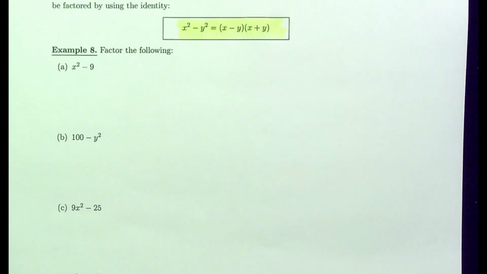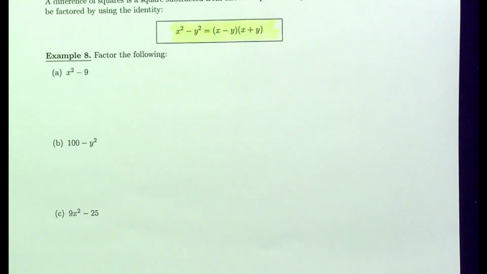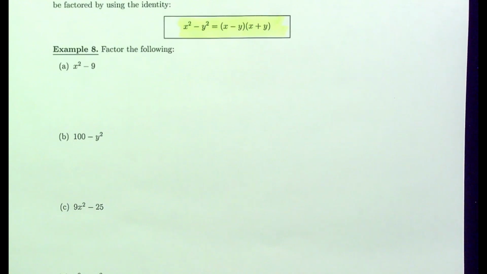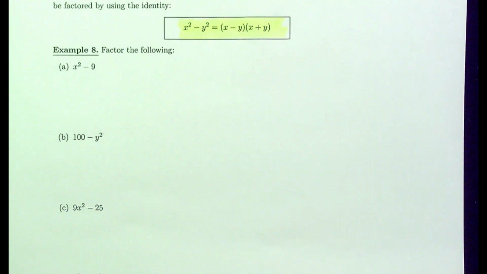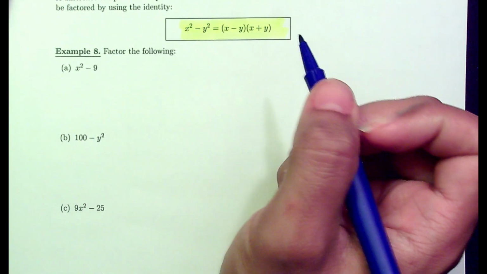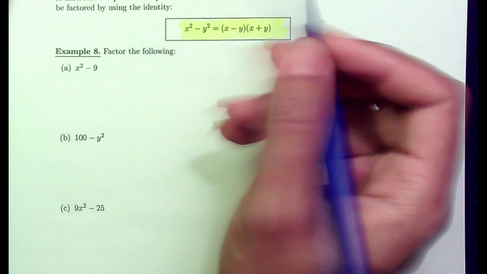All right. So x minus y, x plus y. But you have to recognize that you have a difference of squares. You have two terms and they're both squares of something. All right, so here's the first one. First, remember to try to factor a GCF. GCF is 1. 1 and 9 have nothing in common, just 1.